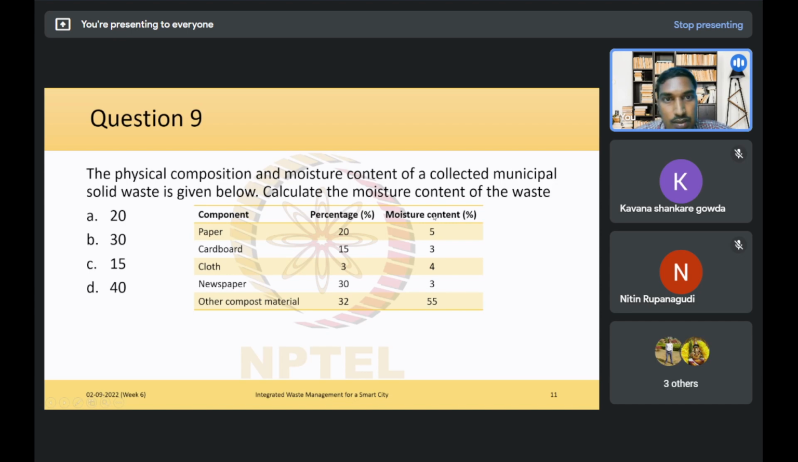So the question is, we need to calculate the moisture content of the waste, that is, of the mixture of these different components. Individually we know their moisture content. Once they are mixed in these different percentages, what will be the moisture content of the resulting mixture? That's what we need to find out. So the options are 20%, 30%, 15%, and 40%. Again, you can take a minute or two to solve it and answer in the poll.